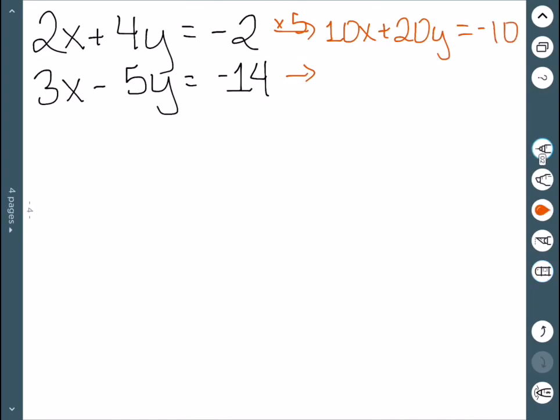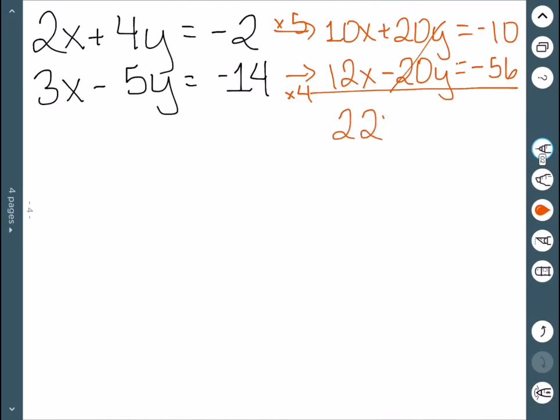And then we'll multiply the second equation by 4 to get 12x minus 20y equal to negative 56. Now when I add them, I get 22x equal to negative 66. Dividing by 22 tells me that x is negative 3.